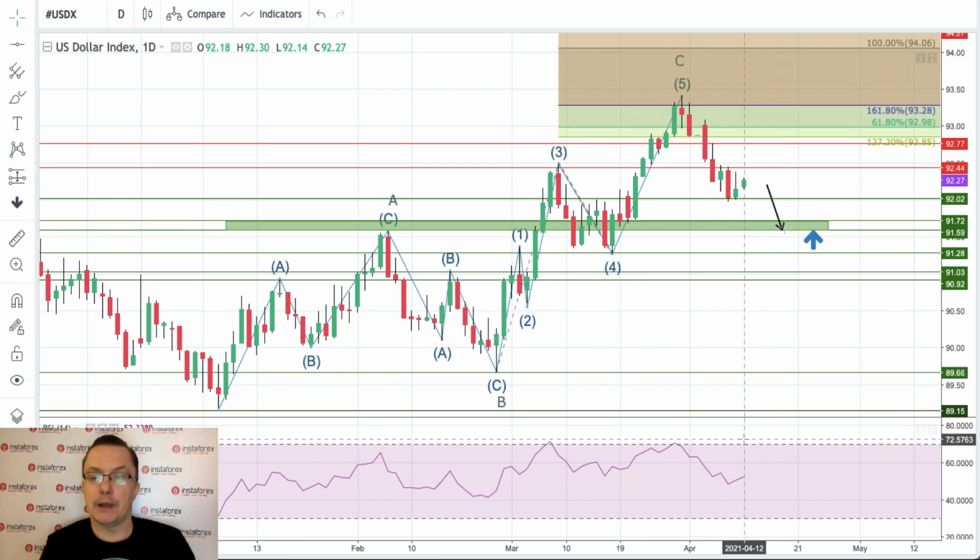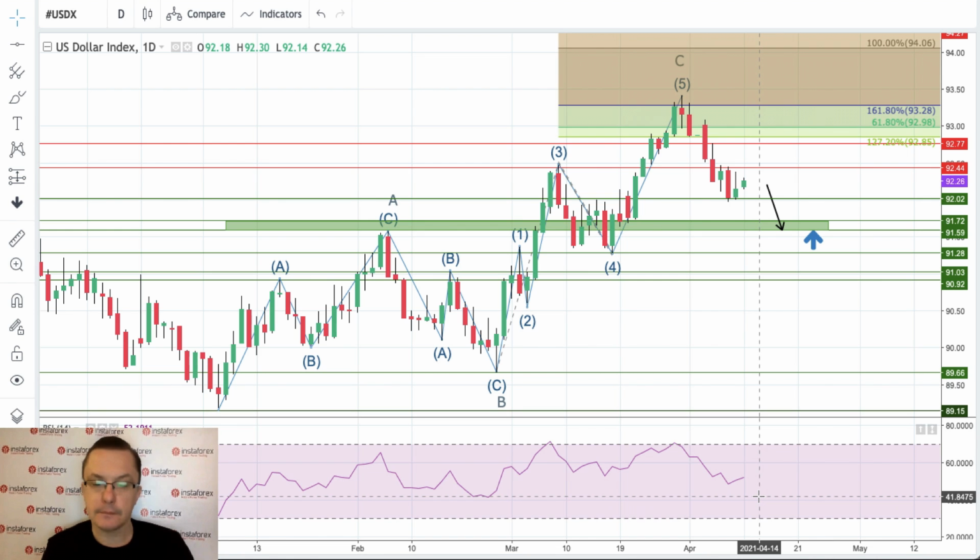Of course, the momentum is already trading around the level of 50. 48 was the lowest level, 51 was the highest level, so we are oscillating around the 50 neutral level. But once we break below 92, then the momentum will break below 50, and the road towards 91.72, 91.59 is open. So please pay attention to this.